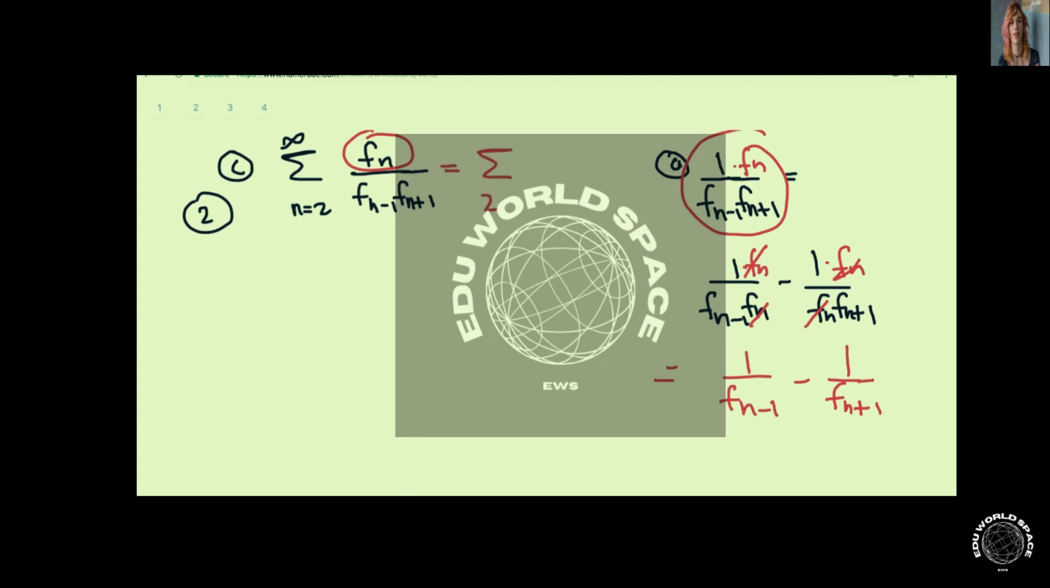So now we have the sum going from n equals 2 to infinity, and now we have 1 over Fn minus 1 minus 1 over Fn plus 1. So that's just using part A. Once again, as I mentioned, we were going to use part A for part B and C. So now we'll set up the telescoping again.